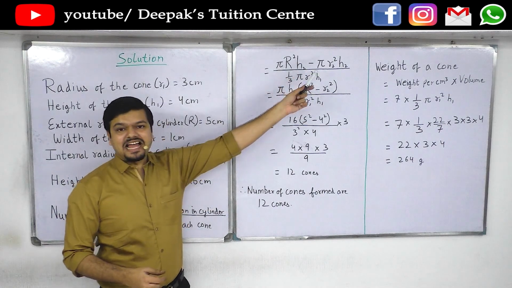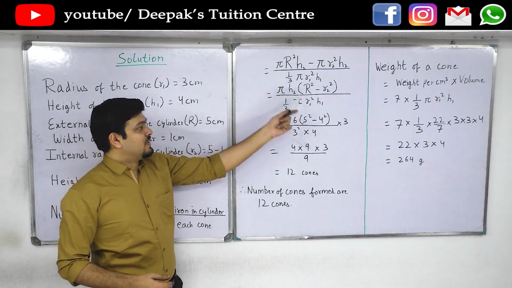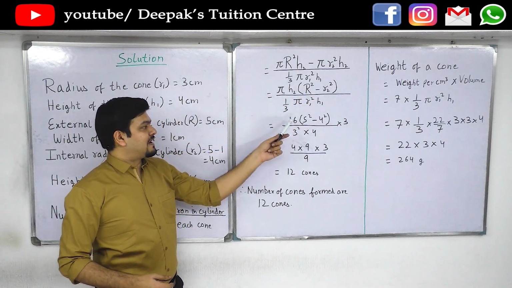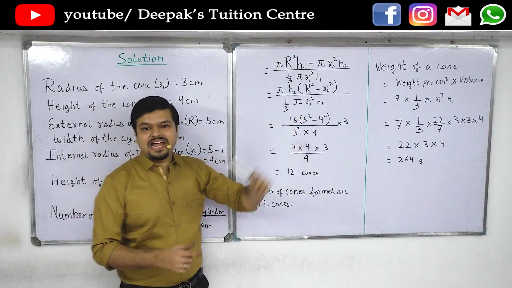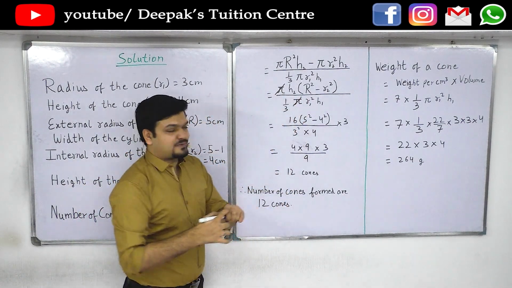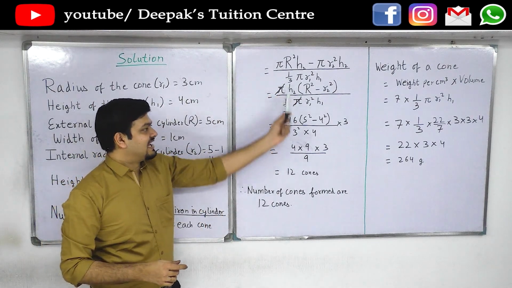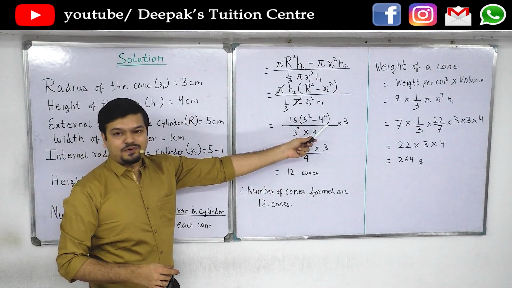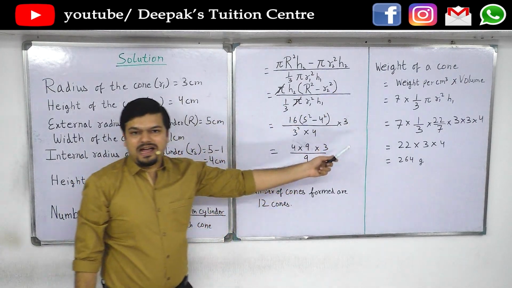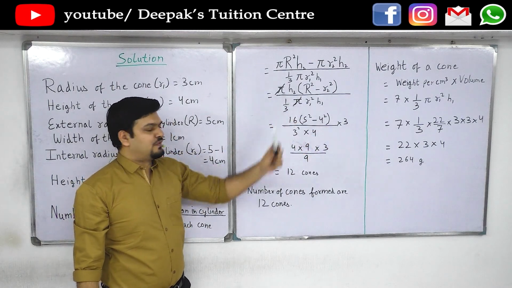From the numerator, I have taken pi H2 common and we get pi H2 in brackets R square minus r square, whole divided by 1 by 3 pi R1 square H1. So I'll cancel off pi and pi. We substitute the values of the respective symbols. So we get 16 in brackets 5 square minus 4 square. This 1 by 3 gets reciprocal and becomes 3 by 1, so into 3, whole divided by 3 square into 4.